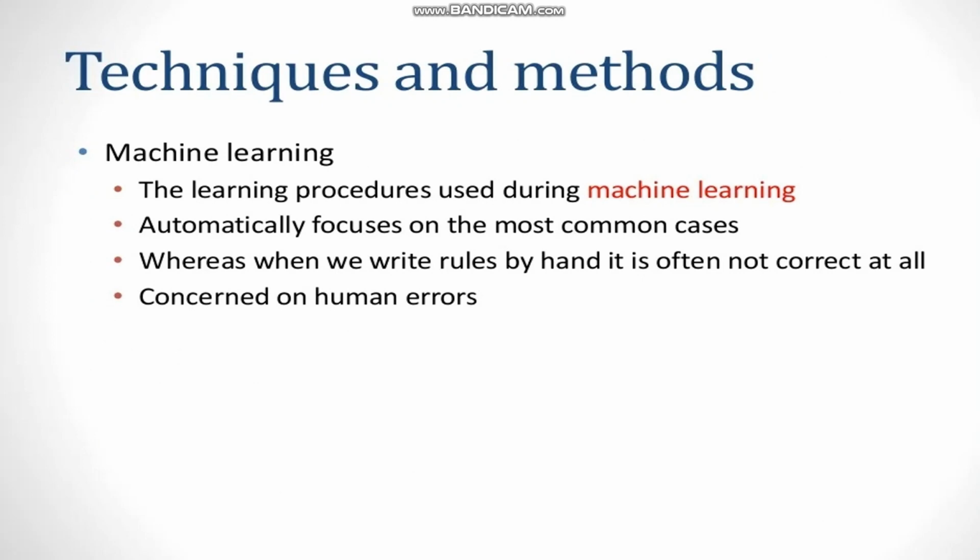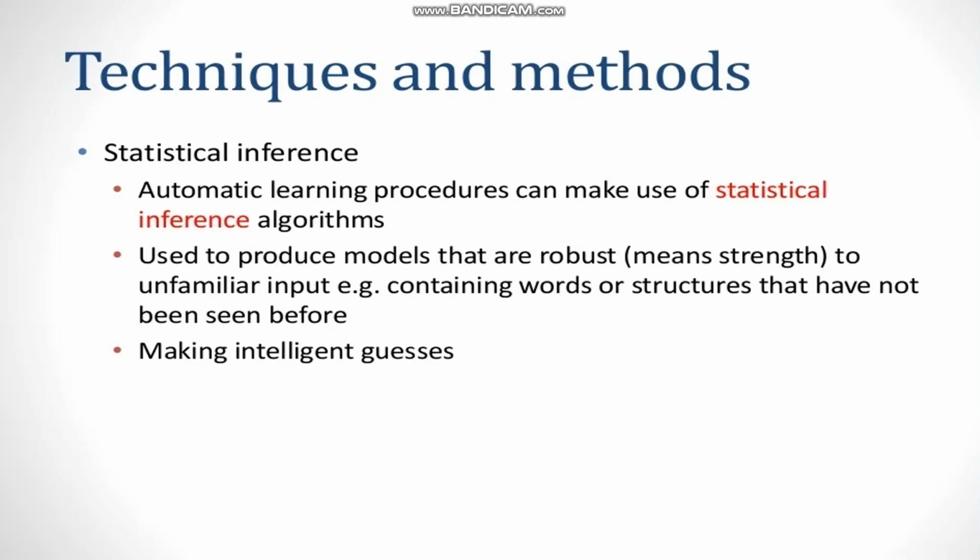And the techniques and methods. Machine learning. Learning procedures used during machine learning automatically focus on the most common cases, whereas when we write rules by hand, it's often not correct at all, because of human errors.